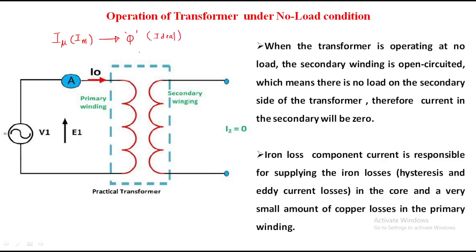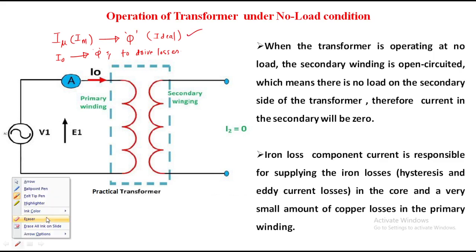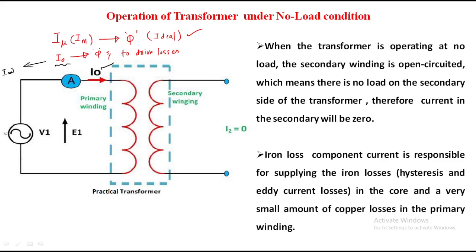But coming to practical transformer, this current I0 is responsible to provide or to generate flux and to drive losses. So in case of ideal, only one component of current is there, that is magnetizing component of current. But coming to practical transformer, we have I0, that is nothing but no load current, which is a combination of wattful component of current and magnetizing component of current. We will discuss in detail.